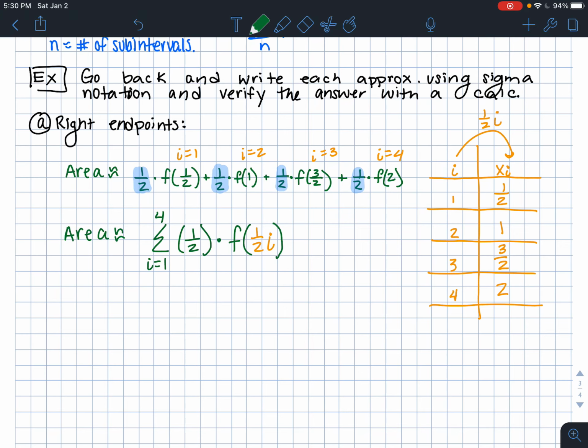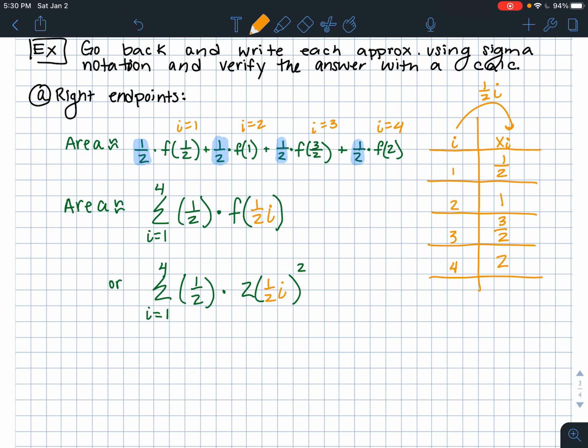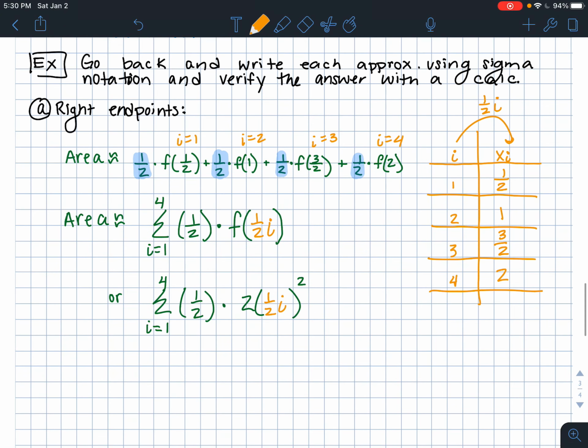So you could leave it like this because you know what the function is. You could also rewrite the equation of the function. So you could also write it as this, right? Everything is going to stay the same, except here I'm going to multiply it by 2 and then my x value all squared. And that's going to be where the 1/2 is going to go on the inside. So now you can evaluate this with a calculator.